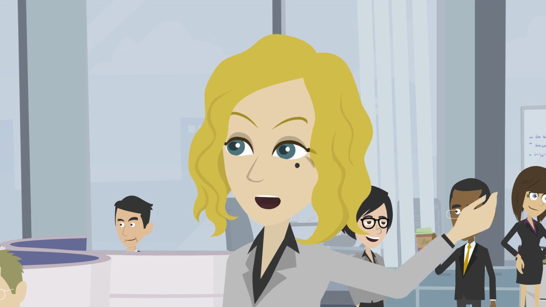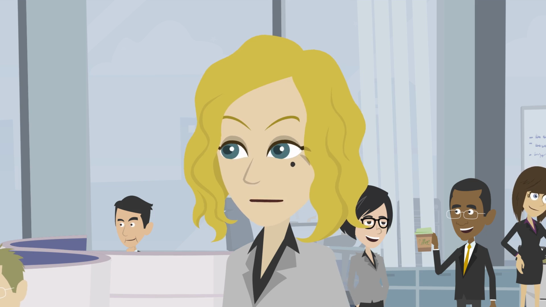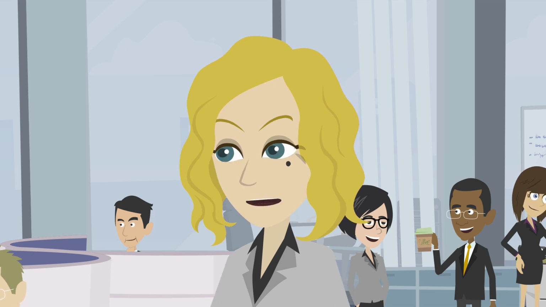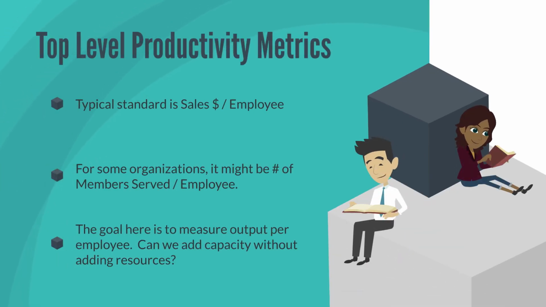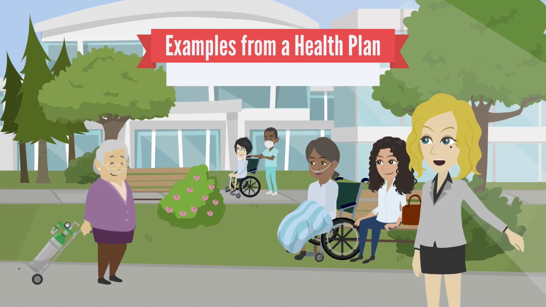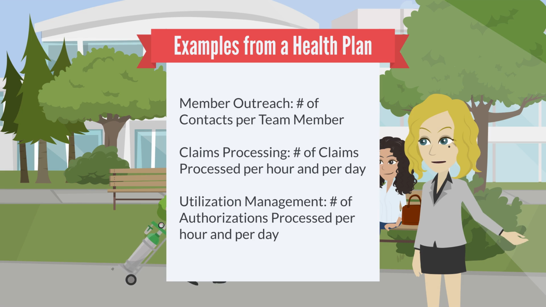When we talk about cost in this context, we are typically talking about productivity. How can we get more value out of processes with the same or fewer resources? At the highest level, a typical metric is sales dollars per employee. If sales dollars is not the right metric, then it might be the total number of members or subscribers served per employee. Here are a few productivity metrics we used at an insurance plan client of ours.